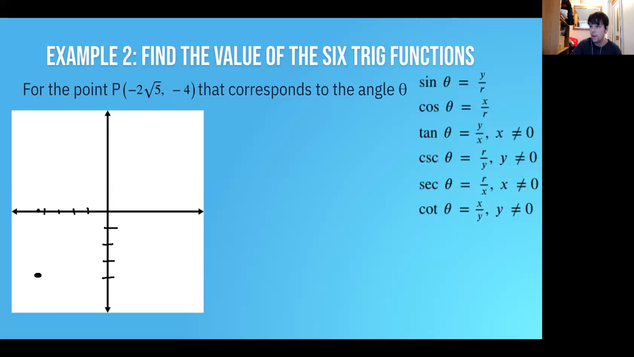We like to draw it on there just to kind of get an idea of where we're working with and to sketch our right triangle. So that's the terminal side of our angle. Again, the angle could be anything. It could be a positive angle, it could be a negative angle, it could involve multiple rotations, but it just needs to terminate here. Then we draw a right triangle, obviously. We know this side is the x-coordinate, so that's -2√5. This side here is the y-coordinate, which is -4.